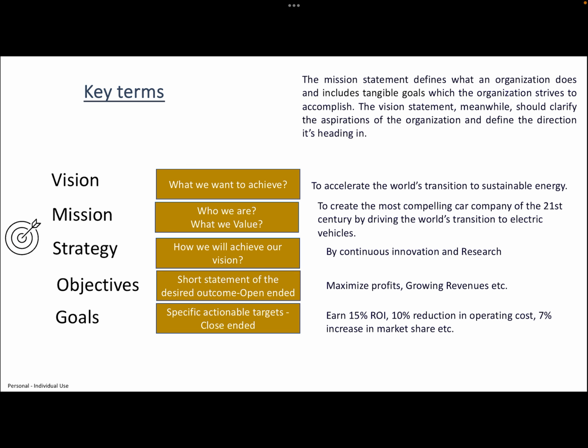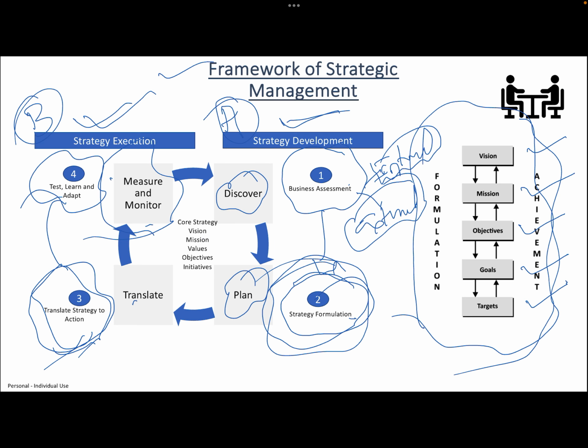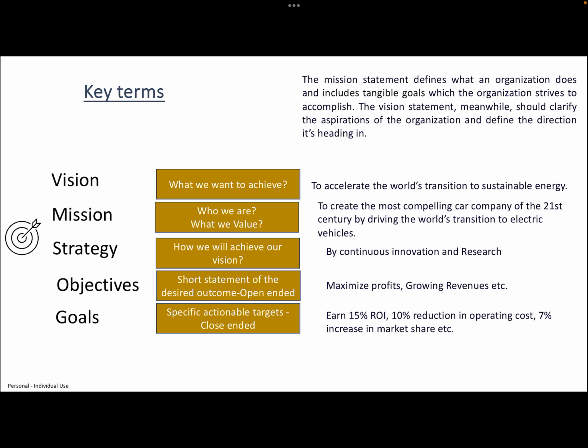Okay. So we saw in the previous slide, these are the very important concepts within the strategy formulation phase: vision, mission, objectives, goals, and targets. What is vision? Vision is what we want to achieve. Any company, when they set it up, it is not that they will say I want to produce 100 cars. That is a very narrow statement.